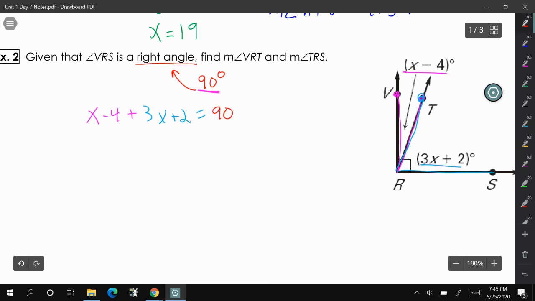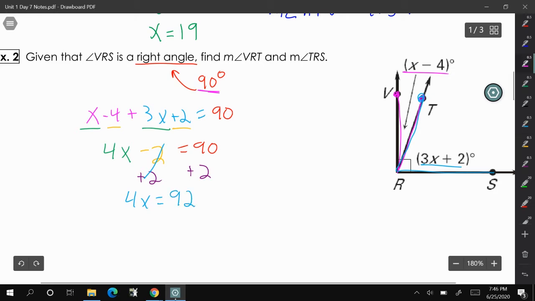So then we will combine like terms again. So x plus 3x is 4x. Negative 4 plus 2 is negative 2. And that equals 90. Let's add 2 to both sides. 4x then equals 92. Divide both sides by 4, and x is equal to 23.